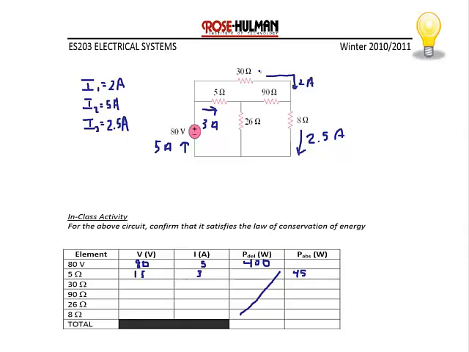The 30 ohm resistor is an outer branch, so the current through that outer branch is 2 amps. And 2 times 30 gives us a voltage of 60 volts. So the power absorbed for the 30 ohm resistor is 120 watts.